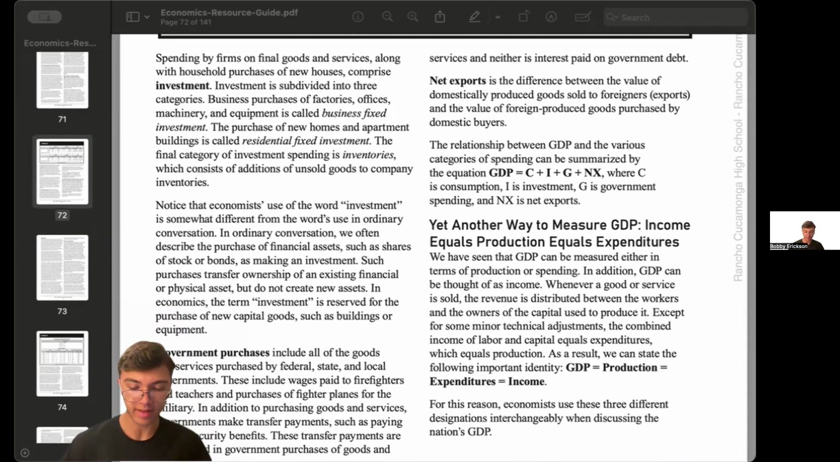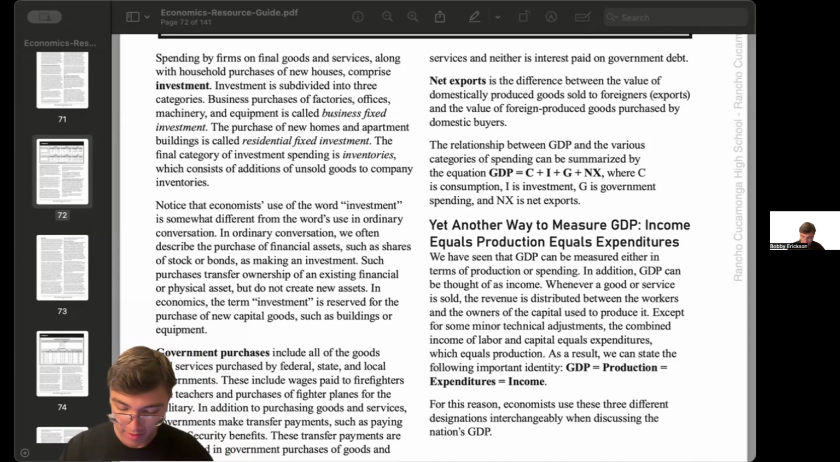And then we finally get to the last section, which is net exports, in which we have the difference between the value of domestically produced goods sold to foreigners. So exports, as we explained earlier, minus imports. Net exports is just exports minus imports. And so we also see, okay, if you're purchasing foreign goods as a domestic buyer, domestic just meaning in the nation, then you are importing, so it's exports minus imports.